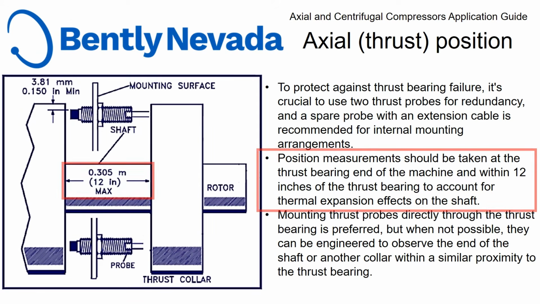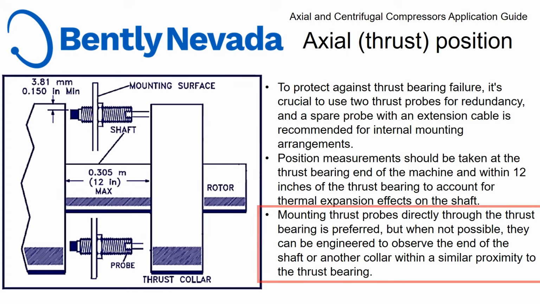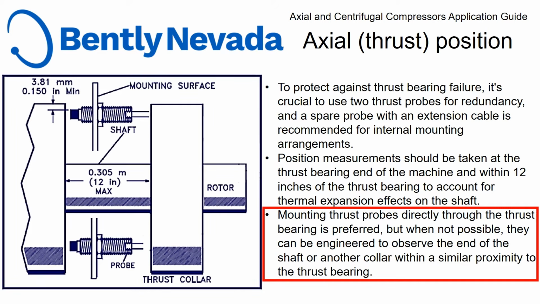The position measurements should be taken at the thrust bearing end of the machine and within 12 inches of the thrust bearing to account for thermal expansion effects on the shafts. Mounting thrust probes directly through the thrust bearing is preferred, but when not possible, they can be engineered to observe the end of the shaft through other means within similar proximity to the thrust bearing.